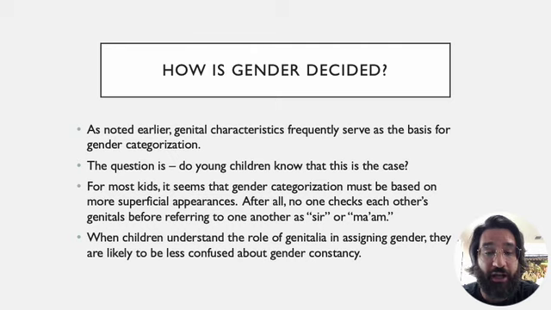When children do understand the role that genitalia plays in assigning gender, then they're less likely to be confused about gender constancy, that idea of gender being relatively stable and permanent once you've landed on a gender identity.